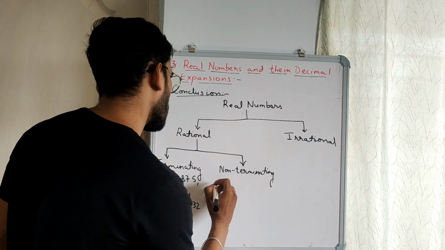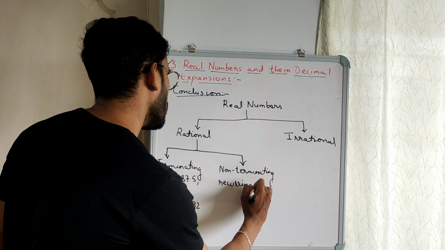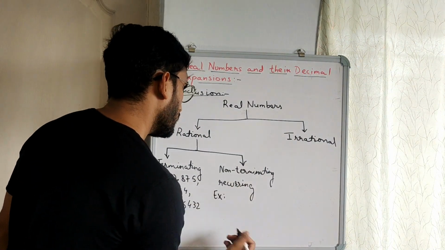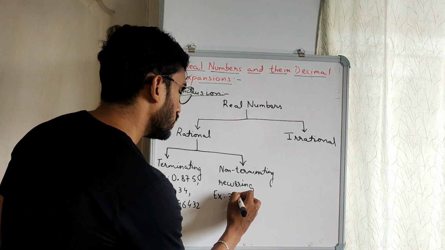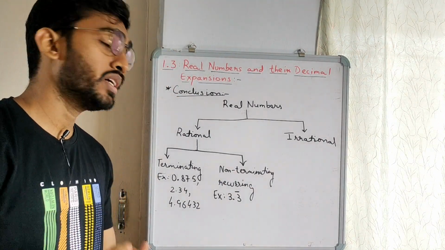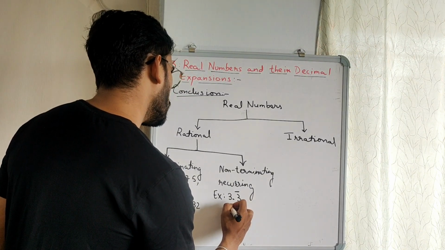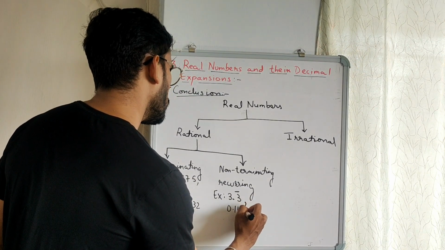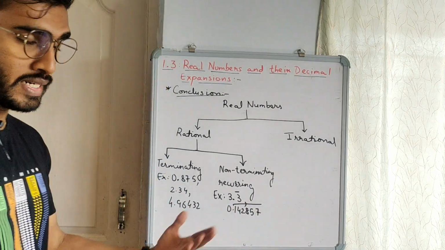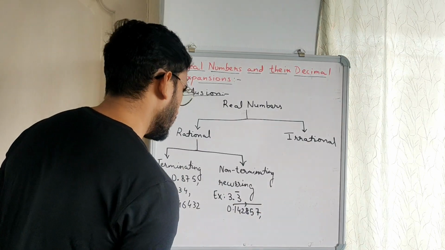The second category, in the case of rational numbers, which we saw, is non-terminating and recurring. Non-terminating but recurring. We also saw the example of this as 3.3, and we made a bar above 3, which indicates that 3 is going to reoccur. Then we also saw 0.142857, and we made a bar above it. That is also a rational number, non-terminating, recurring.